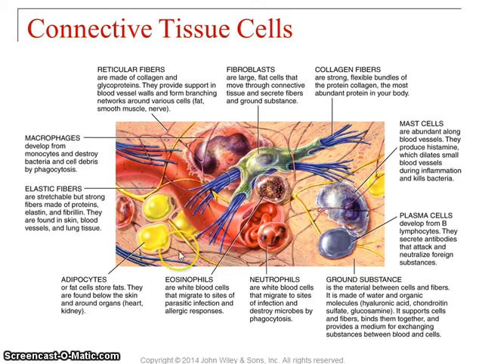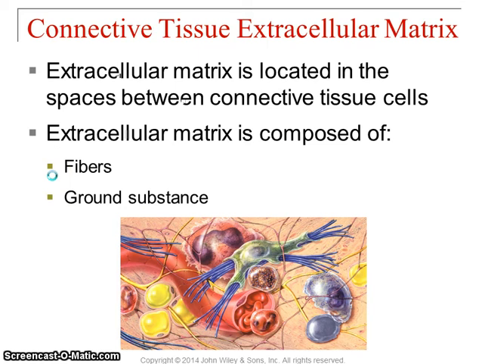Okay, so we're going to look at the cells that you find here, and then we're going to look at the parts of the extracellular matrix. Okay, so extracellular matrix is everything outside of the cells. It has two parts: the fibers, we'll look at those, and then ground substance. So fibers are these large protein structures, and ground substance is the fluid around them with any solutes.